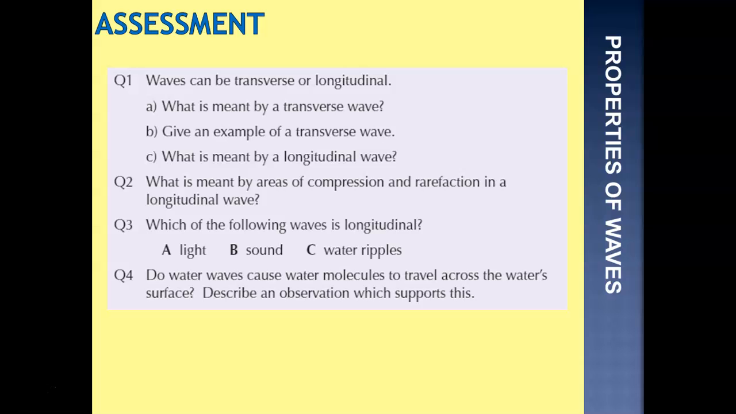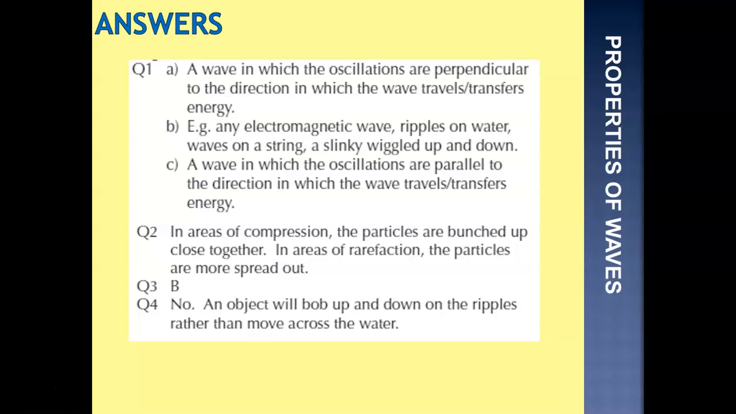Question 3. Which of the following waves is longitudinal? Light, sound, or water ripples? Light's an electromagnetic wave, so that would be a transverse wave. Water ripples, we again look at our model, the particles move up and down, but the wave itself moves from side to side. That would be transverse, so the only one would be B.